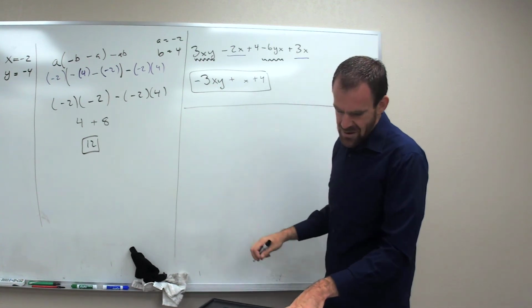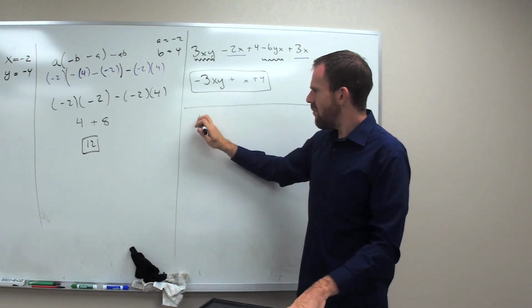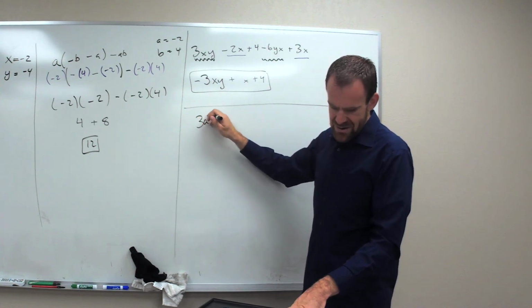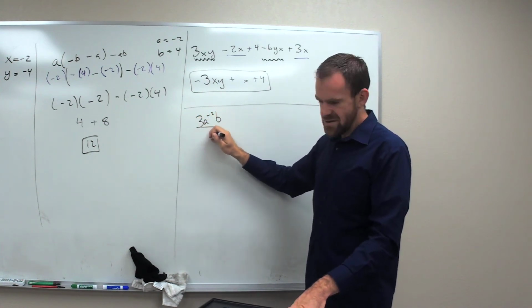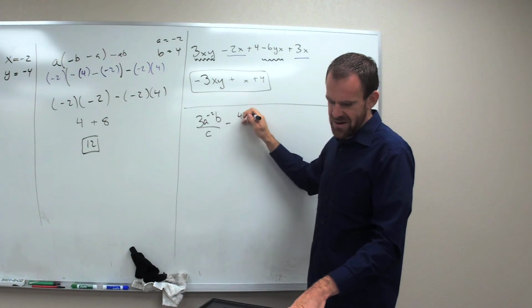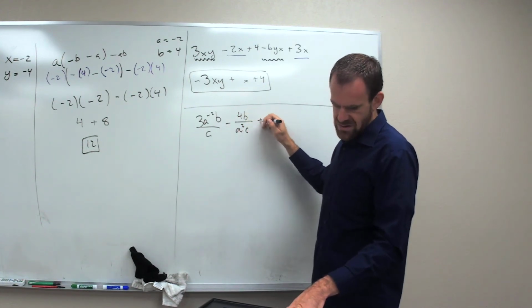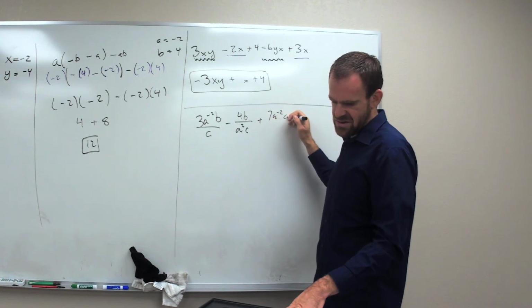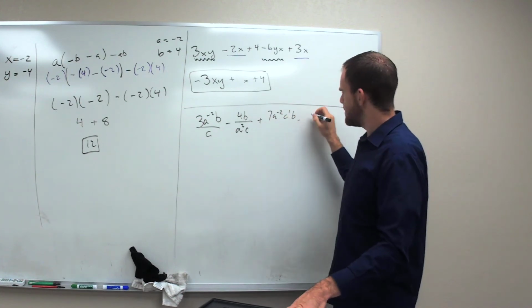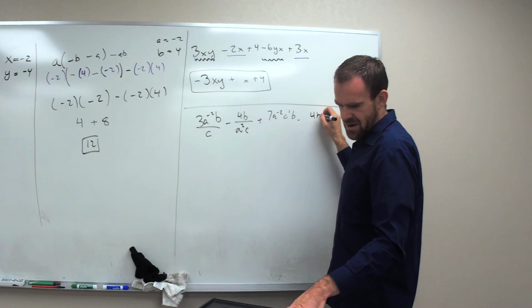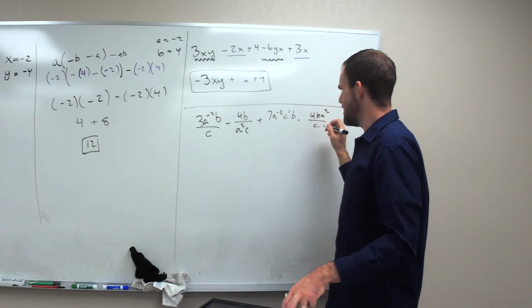Anyways, 3a to the -2b over c. Oh, it's a little more complicated now. Plus 7, a to the negative 2, c to the 1b, minus 4b, a squared over c.